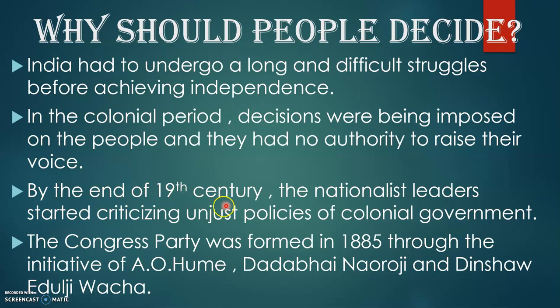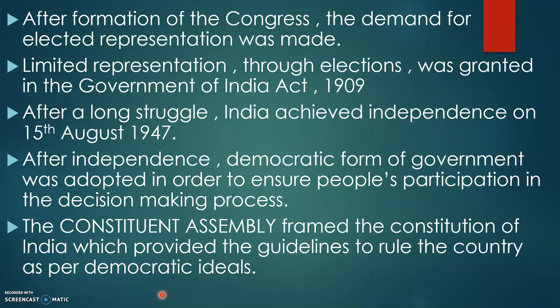By the end of the 19th century, the nationalist leaders started criticizing unjust policies of the colonial government. The Congress Party was formed in 1885 through the initiative of A.O. Hume, Dadabhai Naoroji and Sir Dinshaw Idulji Vacha. After the formation of the Congress, the demand for elected representation was made. Limited representation through election was granted in the Government of India Act 1909.